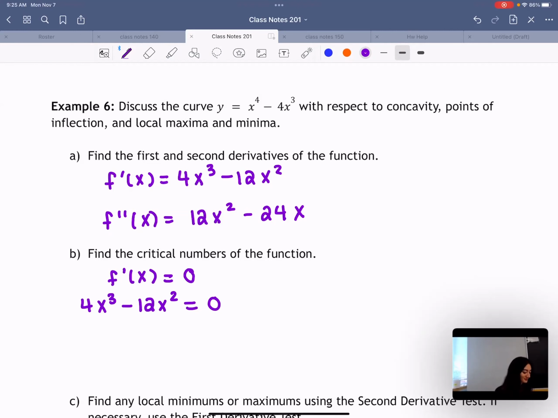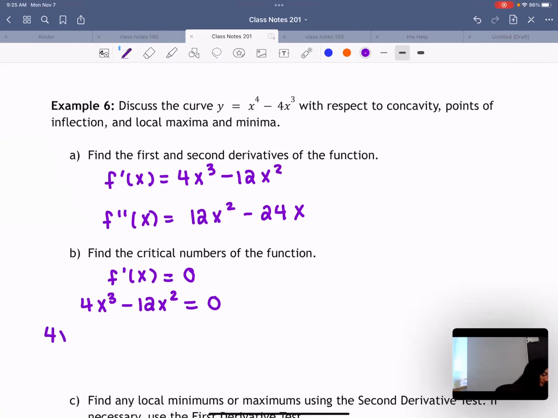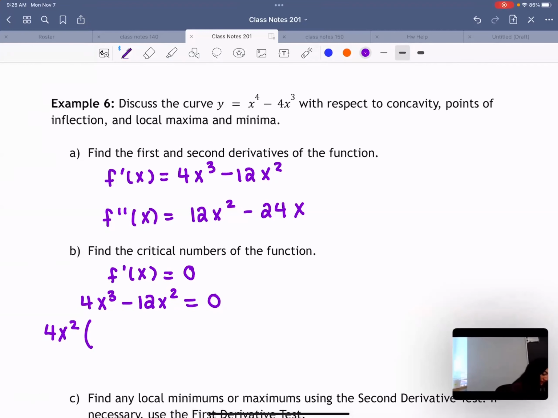Take out 4x squared. Yeah, both of them have a 4x squared in common. This is usually how we go about questions that have x's in all the terms. So we can take out a 4x squared. What would I be left with on the inside? X minus 3. X minus 3, good. Okay, so setting each of these to 0, the 4x squared will give me x equals 0, and the x minus 3 gives me x equals 3.